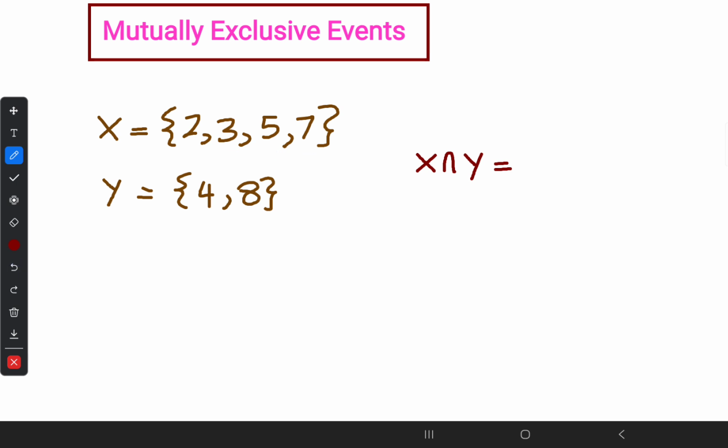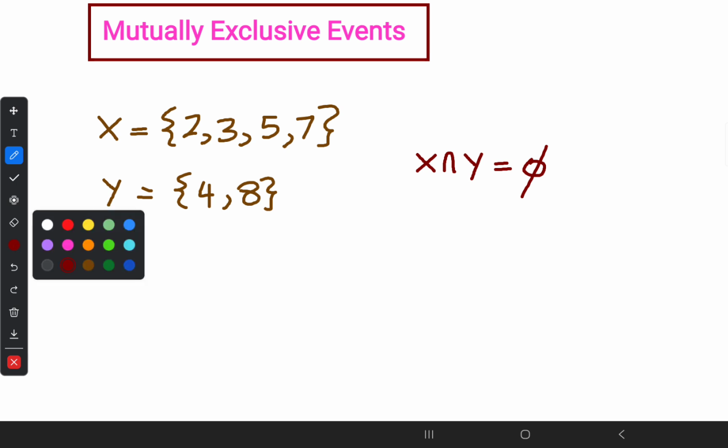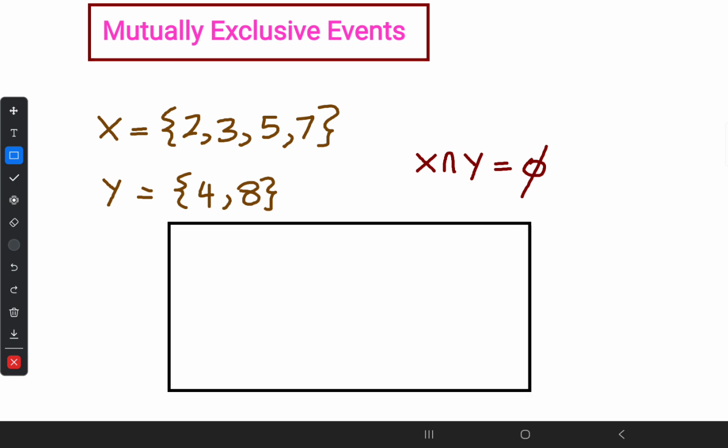If there is no intersection between two individual sets, if the intersection is 0, rather than using 0 in set notation, we call it the null set. If the intersection between two sets is a null set, these are called mutually exclusive events. In a Venn diagram, how do we denote this?